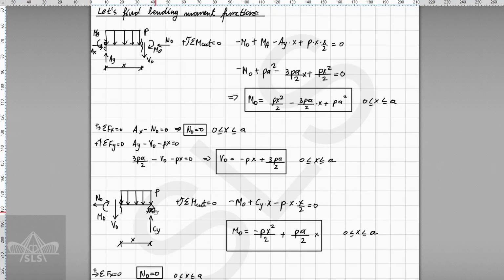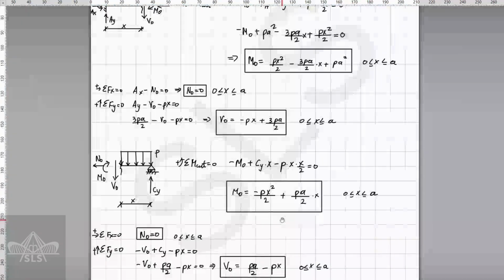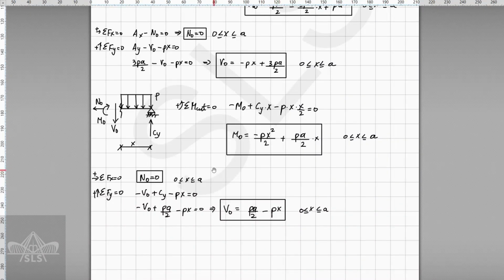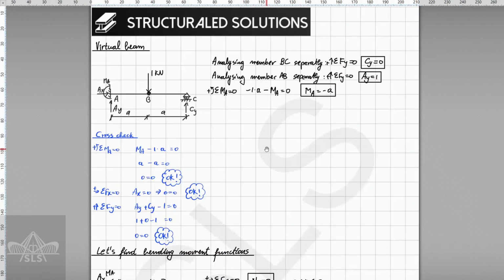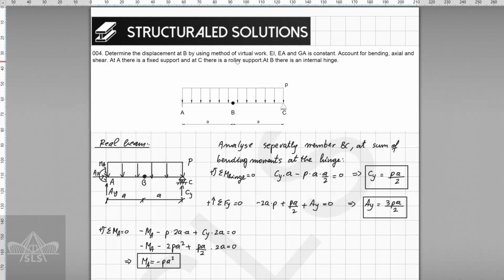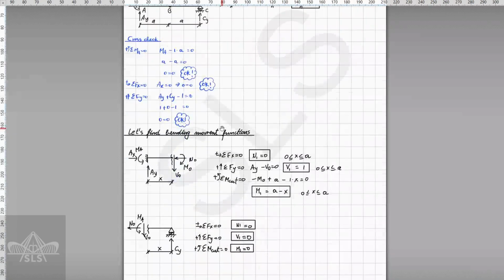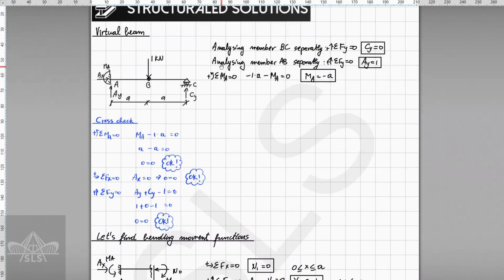Next, I decided to take the cut from the other side and determine the bending moments within these boundaries, then determine the axial force function, and the same for the shear force function. Next, according to the task, if we go back to the beginning, we have to determine the displacement at point B. Therefore, we have to apply a virtual load of magnitude 1 at this point of interest, and then analyze the beam, and in that case we have to determine the functions.